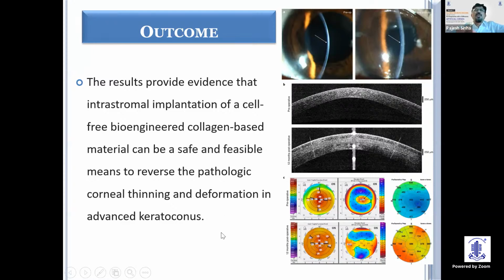And the initial results have shown evidence of a good result of this cell-free bioengineered collagen-based material. The initial study has reported it to be a safe and feasible means to reverse the pathologic corneal thinning and deformation in advanced keratoconus. So in advanced keratoconus, we have been using, like I've done 2 such projects using the human cornea. And this is one project that is being done with synthetic cornea. The results are encouraging, but only with time we will be in a position to know whether it is as effective as any other procedure, whether it takes up well. Initially, it has taken up well, and there is hardly any report of melts. But most of the times, in our own experience of Kpros, the melt many times starts later. So we are keeping our fingers crossed and following up these patients.